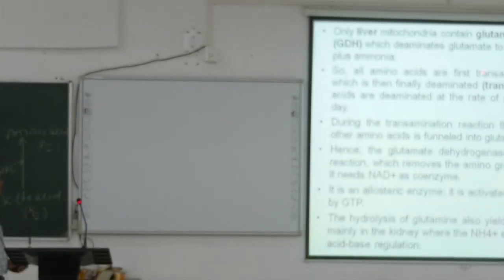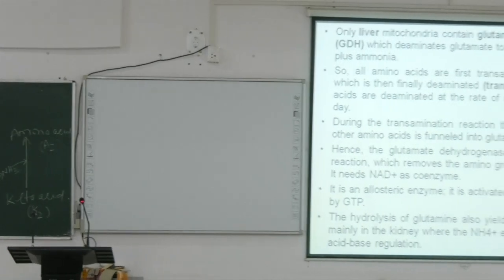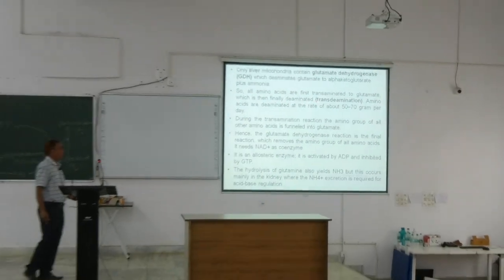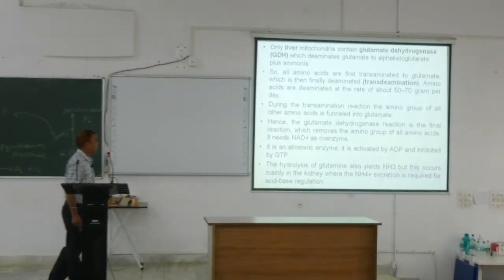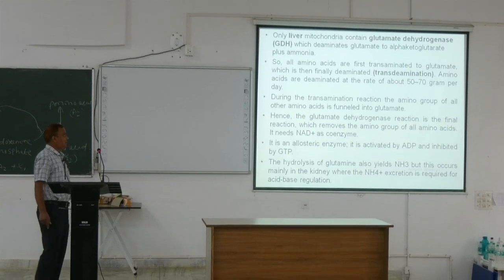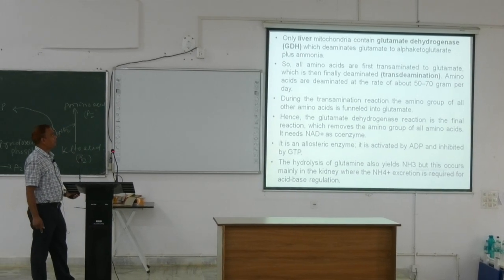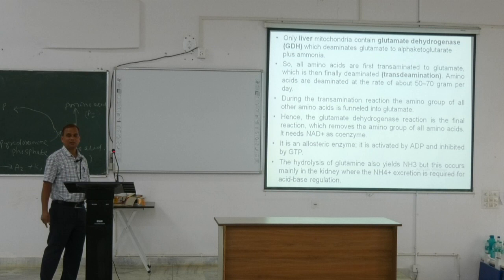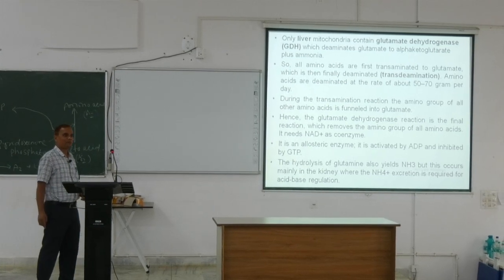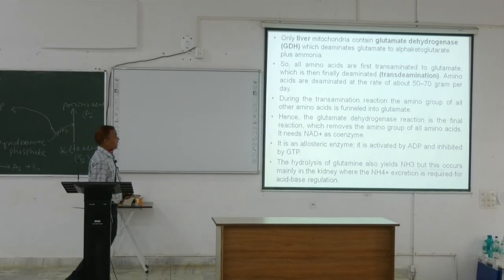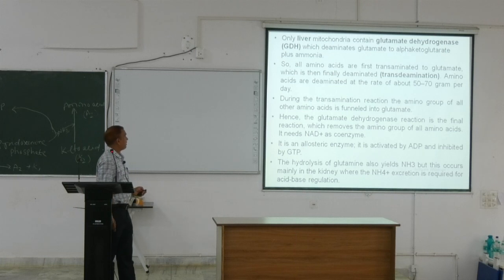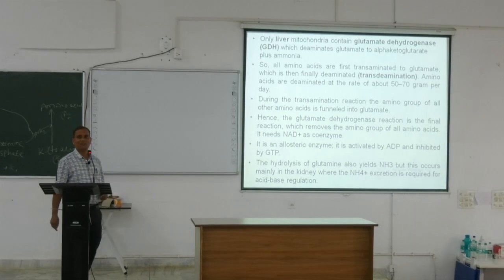So all amino acids are first transaminated to glutamate, which is then finally deaminated by trans-deamination. Mostly 50 to 70 gram per day will be deaminated. During the transamination, the amino group of all other amino acids is converted into glutamate.